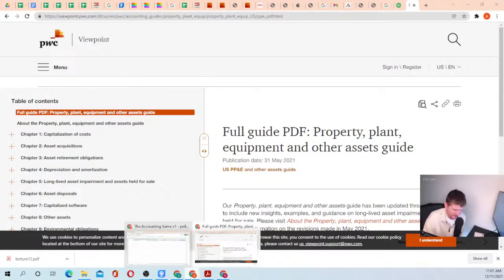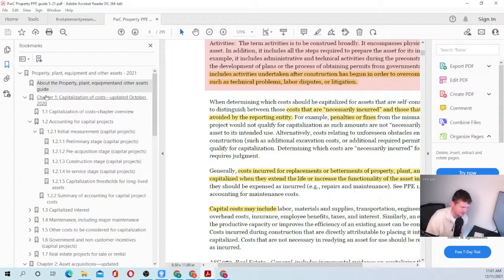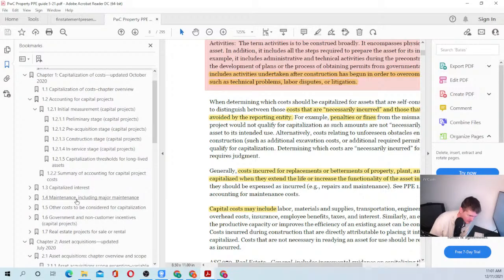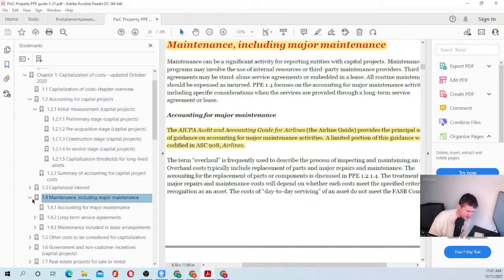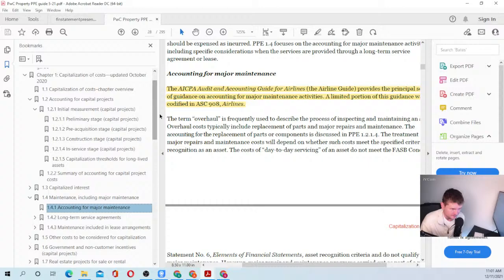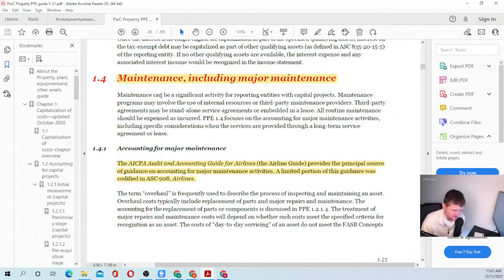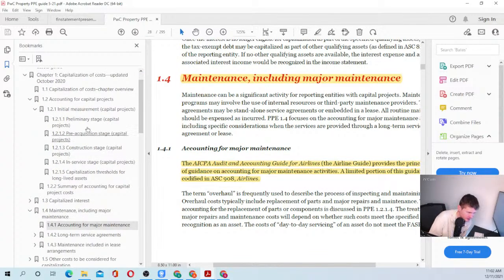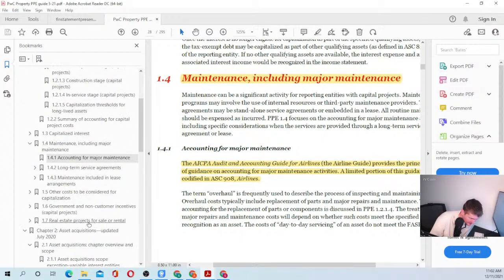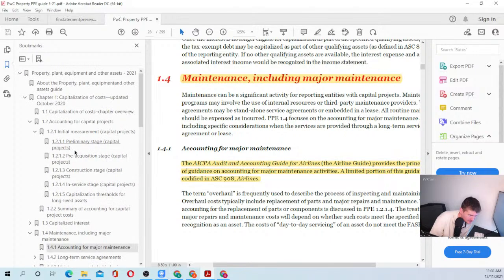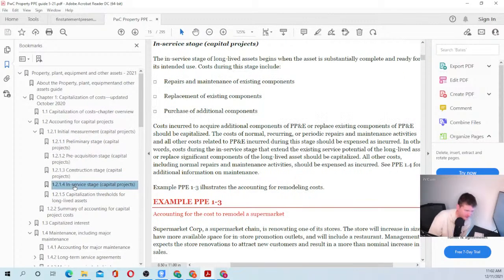Let's see what we have about maintenance. Maintenance can be a significant activity for reporting entities with capital projects. Maintenance programs may involve the use of internal resources or third-party providers. Okay, so that's a bit complicated, not directly related to our case. Let's see. Accounting for capital, oh, in-service stage.